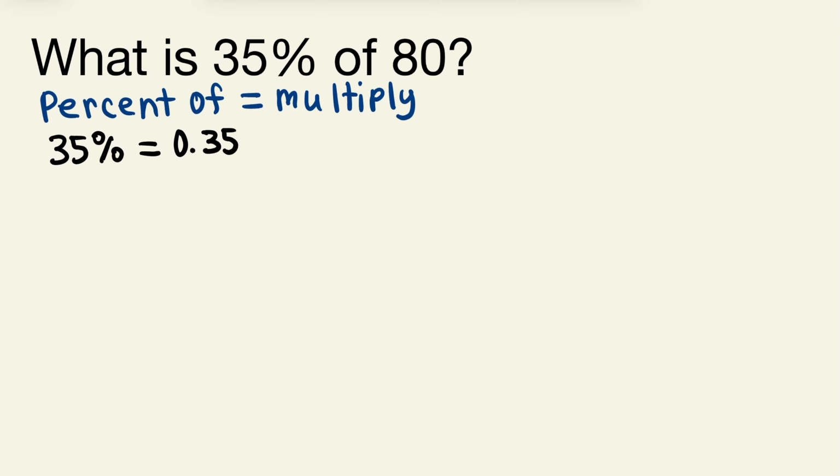Now multiply 0.35 times 80, and that equals 28. Final answer. All right. So 35% of 80 is simply 28. Remember, percent of means multiply. Let's move on to the next problem.